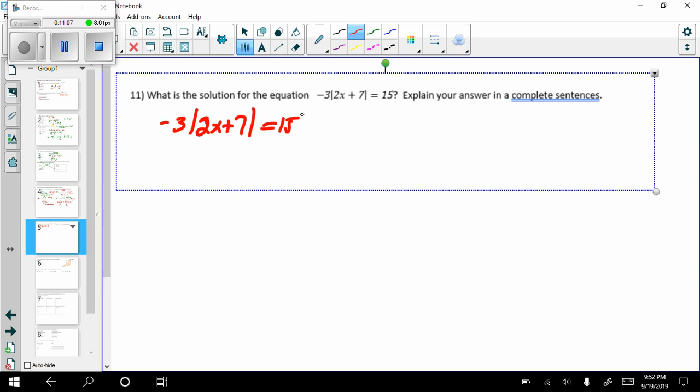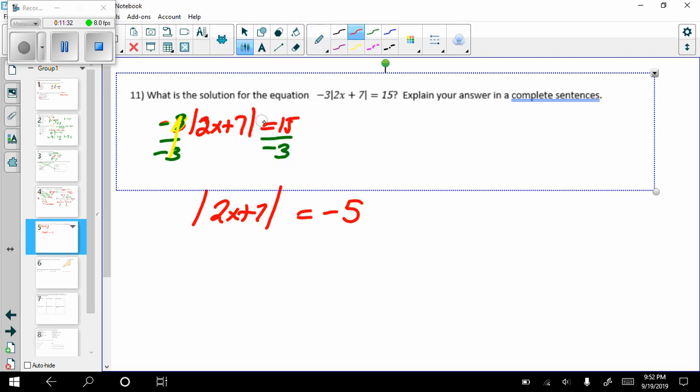We cannot decide anything about this until we get rid of this negative 3, because the absolute value sign has to be isolated. So we are going to divide both sides by negative 3. When we do, this cancels, and we end up with the absolute value of 2x plus 7 equals negative 5.